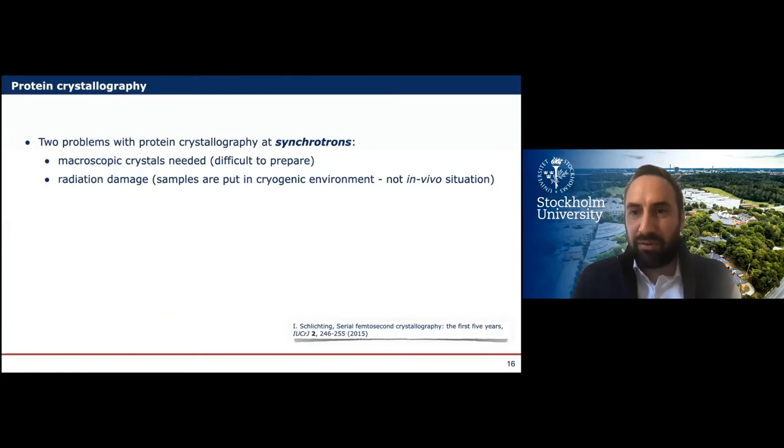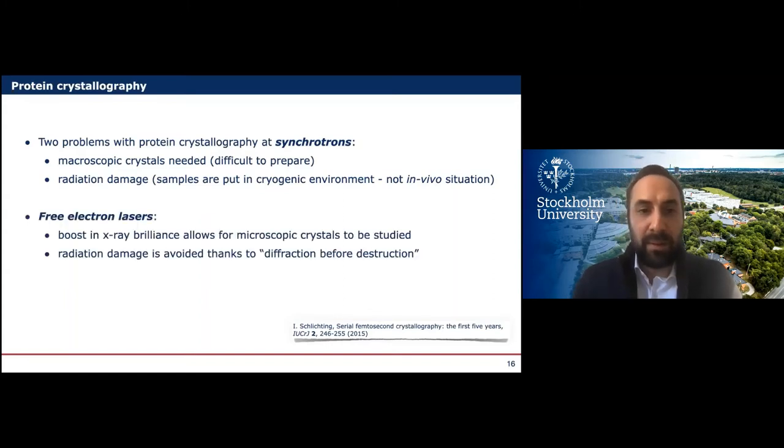I am not a biologist, so I hope I will say something that makes sense to people in biology. There were two problems with doing protein crystallography at synchrotrons. One was that you need to prepare macroscopic crystals, because you needed a lot of them to get enough signal. The other is radiation damage. So you put them in a cryogenic environment, I've seen this at the beamline, and so those are not in vivo measurements. With the FEL, you solve both problems at once.